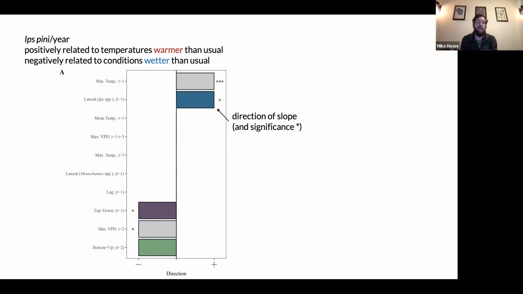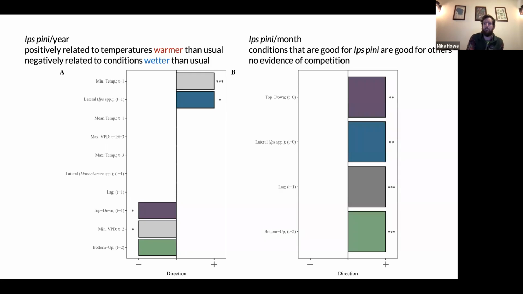We also see that they're negatively related to conditions that are wetter than usual, that we see here at the bottom with the minimum vapor pressure deficit. And really, I think what this correlates to is that they're positively related to conditions that are drier than usual. But some of these bioclimatic predictors are a little bit funky.